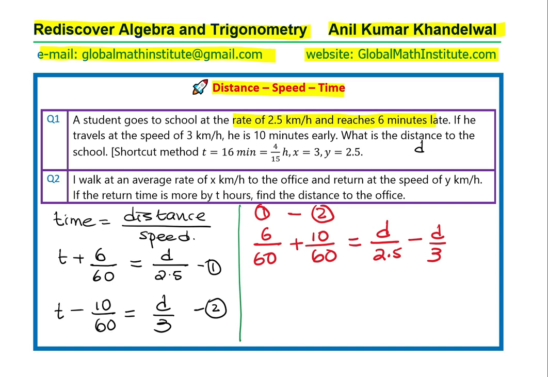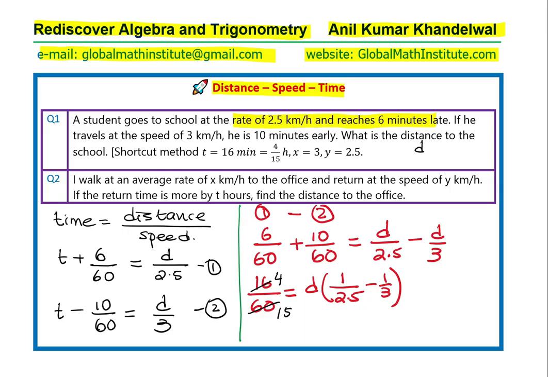We can add 6 plus 10 is 16 over 60 equals, now here we can take d common, or we can use a calculator. So let's take d common and then we get 1 over 2.5 minus 1 over 3. So this can be simplified. 16 over 60 you can divide, for example, by 4. So you get what? 4 over 15.